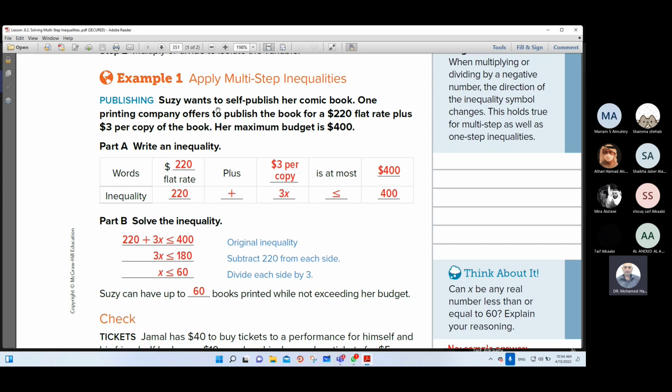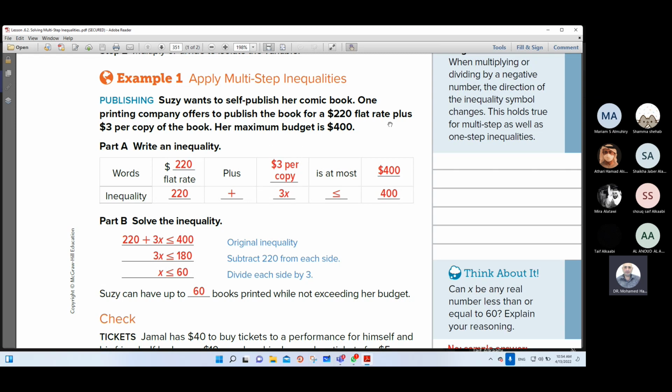Susie wants to self-publish her coming book. A printing company offers to publish the book for $220. This is a flat rate. So you can create a table. The first row here, the words. So the first information we have is the flat rate.